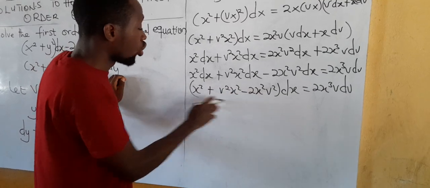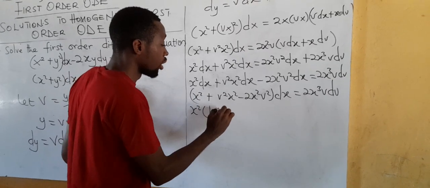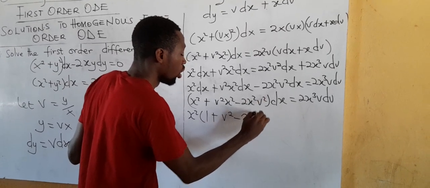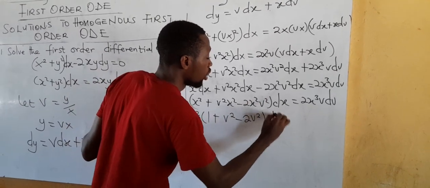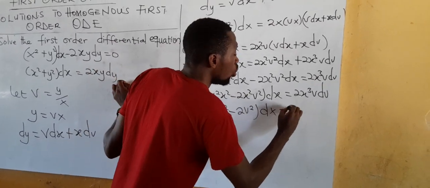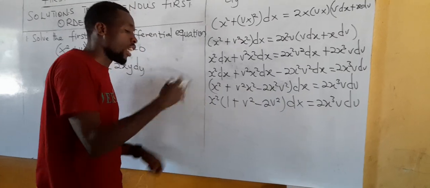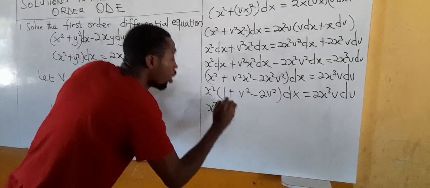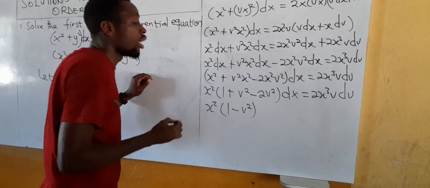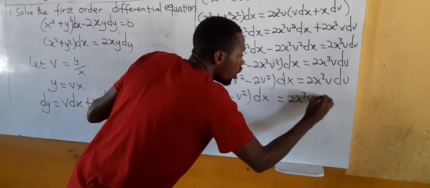What is common in there? You see that x squared is common to all of them. We bring it out. So x squared out, what is left here? 1 plus v squared minus 2v squared. You get that? dx. So x squared is out, v squared. x squared is out, we are left with 2v squared. Is equal to 2x cubed v dv. So 1 plus v squared minus 2v squared is 1 minus v squared. You get that? dx is equal to 2x cubed v dv.